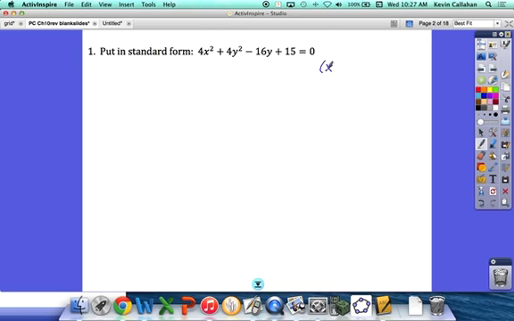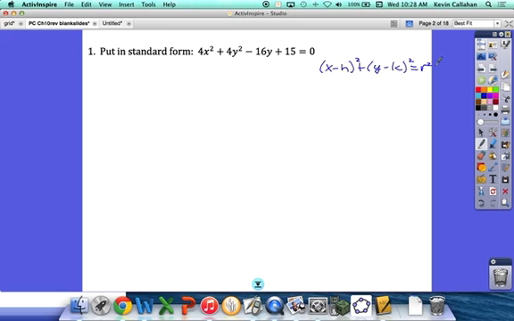Right. X minus h squared plus y minus k squared equals r squared. Right. What does hk represent? Center. What does r represent? Radius, right? So, what process do we use to take this general form of a quadratic and put it into a standard form? Complete the square, right? Complete the square.